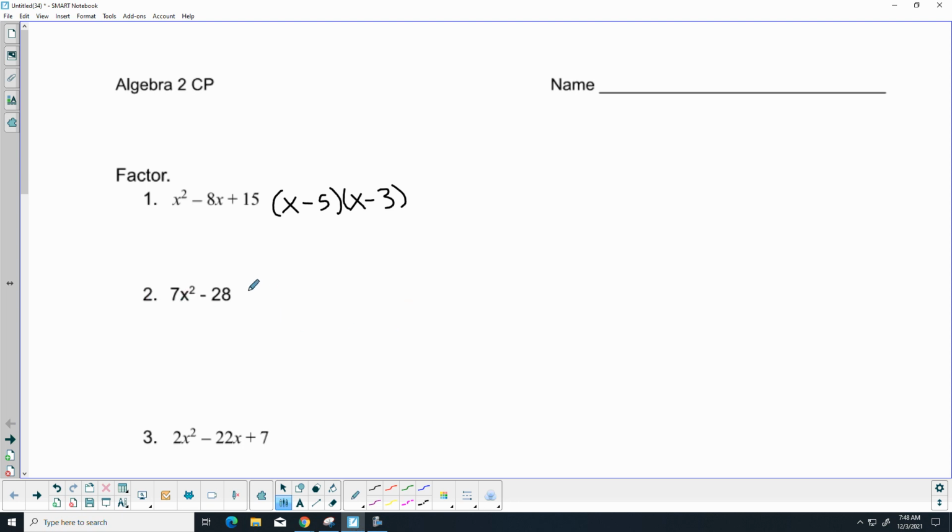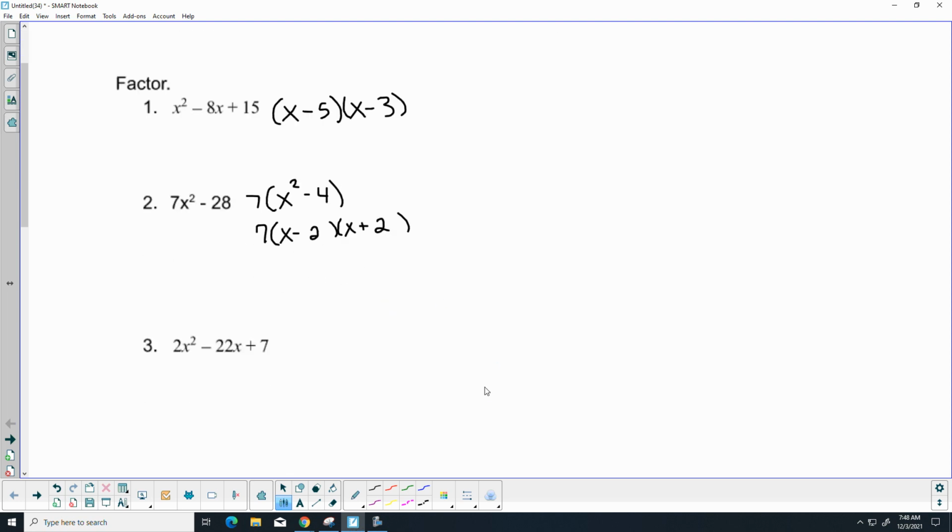On number two, the only thing I can do is pull out a GCF to start with, and I'm going to be left with x squared minus 4. And then I notice, well, x squared minus 4, that's a difference of two squares. I can factor that further. I keep the 7, and for a difference of two squares, you take the square root of that first term, do a plus and a minus, and the square root of 4 is 2. And that is your final answer.